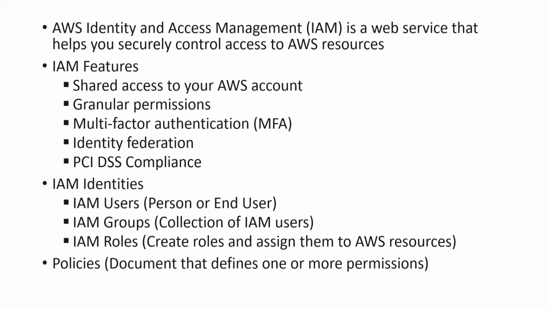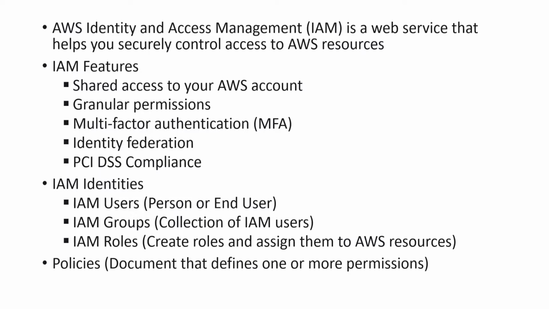There are different types of IAM identities. IAM users. Think of this as a person or end user. If you remember in one of the previous videos, we created a free tier account in AWS. So you begin with a single sign-in identity which is called the root user, which has complete access to all the AWS services and resources in the account.